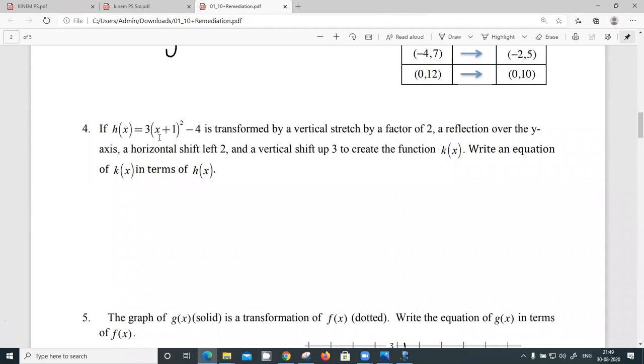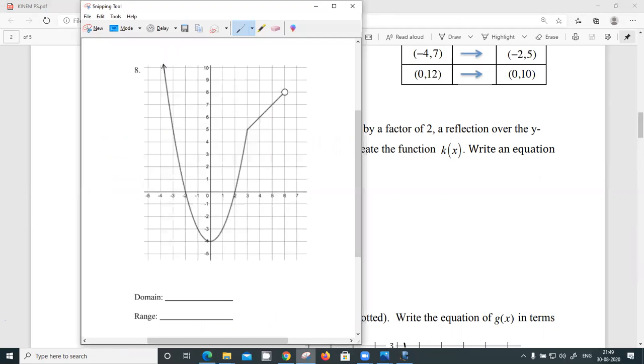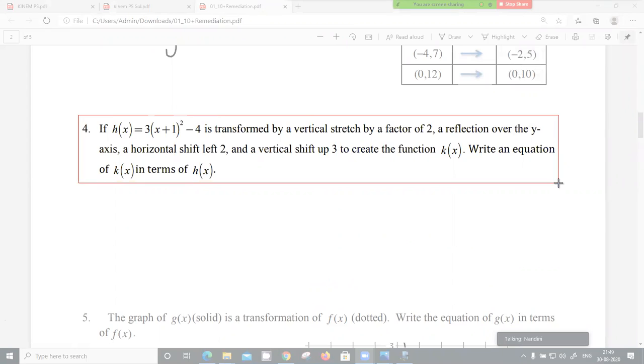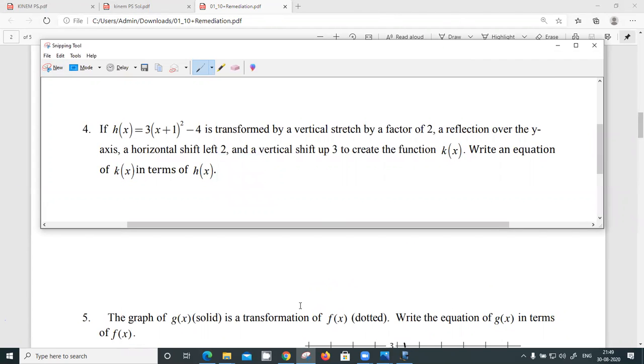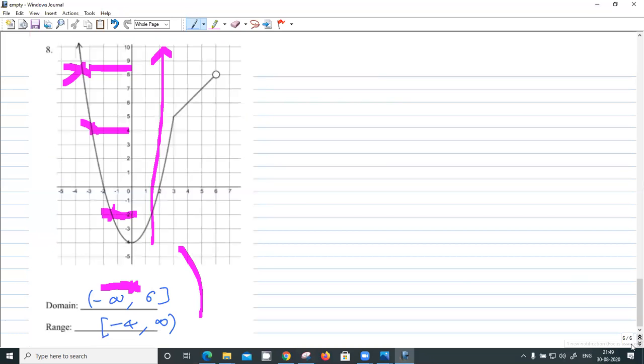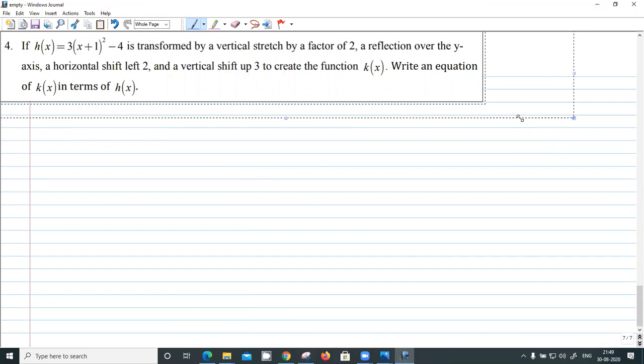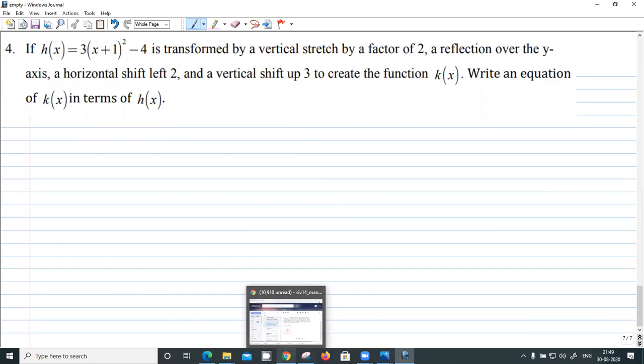4, right? So h of x is this one transformed by a vertical stretch by a factor of 2, reflection over y-axis. You have to do everything carefully. So k of x equals reflection over y, so negative h of x plus 2 plus 3, I think it is. But this is just drawing. Oh, to write the equations, you don't have to draw anything. So h of x is given.